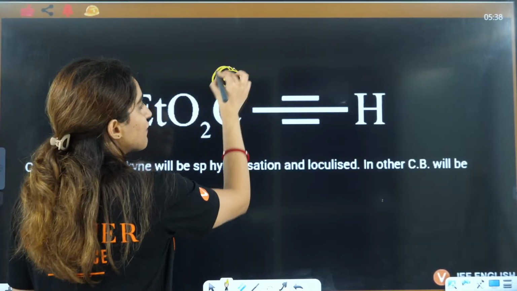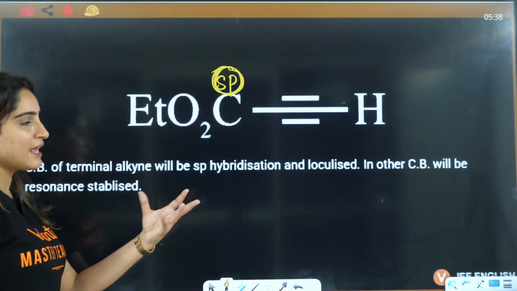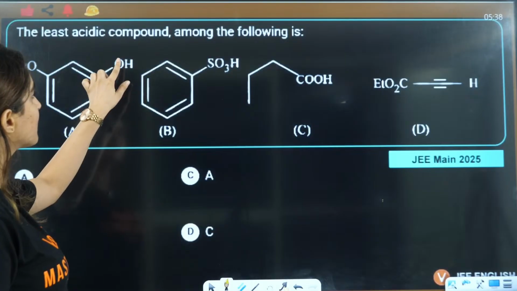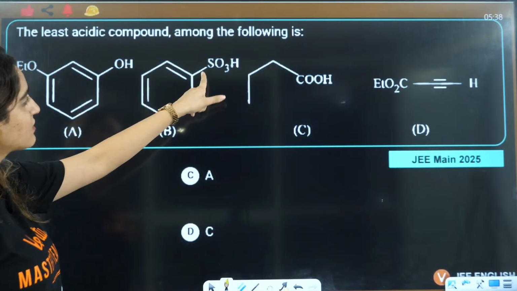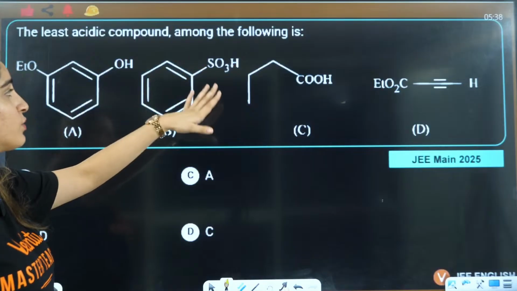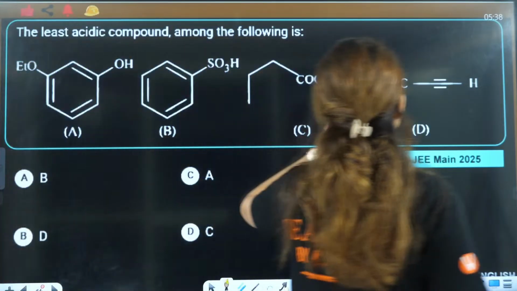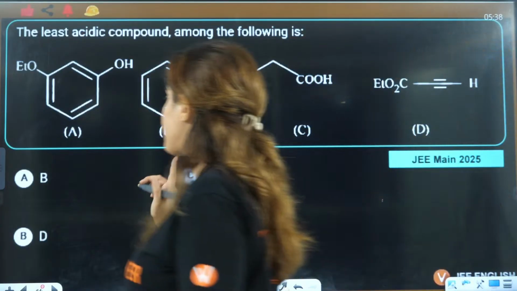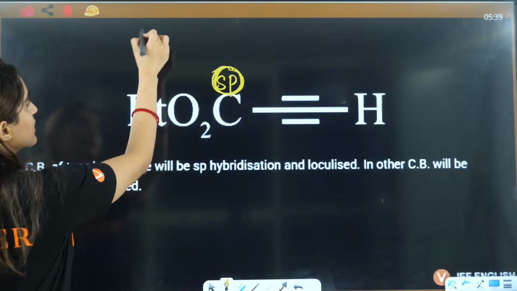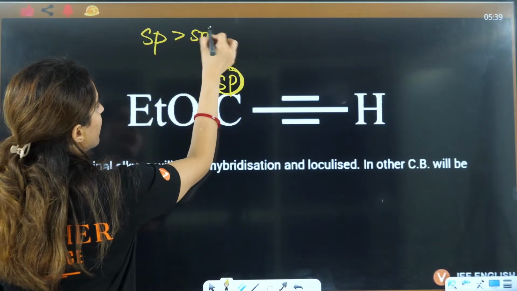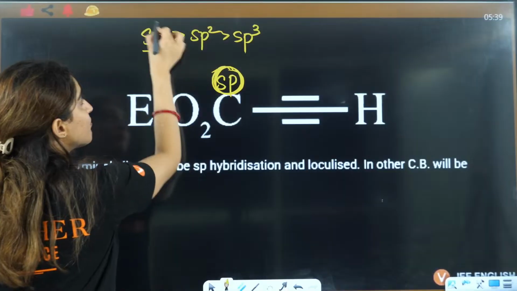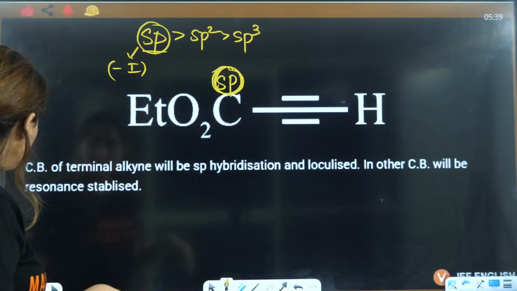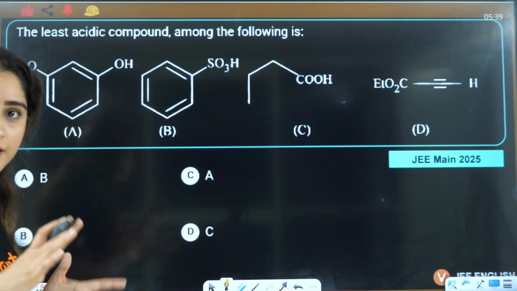Whenever we have sp hybridization, electron withdrawing is maximum. In other cases, firstly there is OH, sp2. This is SO3H, otherwise it's a very good acid only. Here this is sp3. So this is the only carbon which is sp hybridized. We know that sp, then sp2, then sp3. Because of its very good -I effect, electronegativity, it will destabilize it to the maximum.